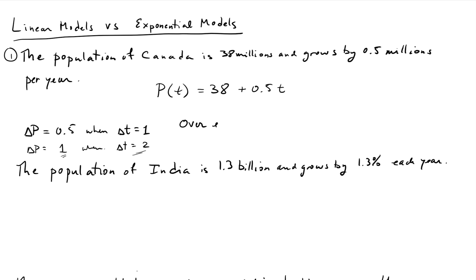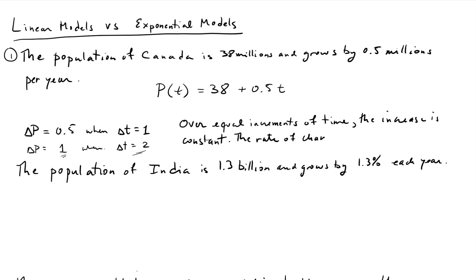So over equal increments of time, the increase is constant. So in other words, the rate of change is constant. That means delta P over delta t is a constant.